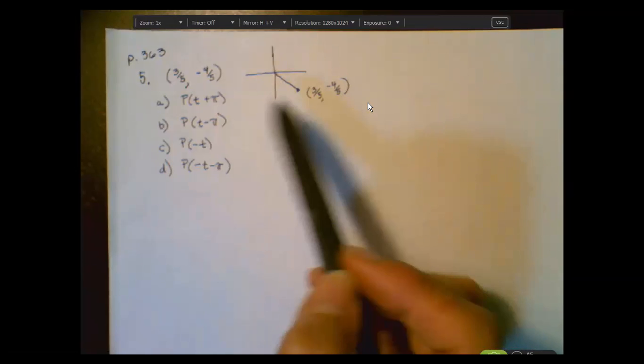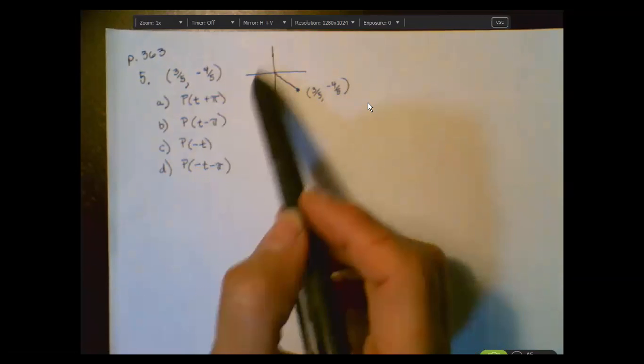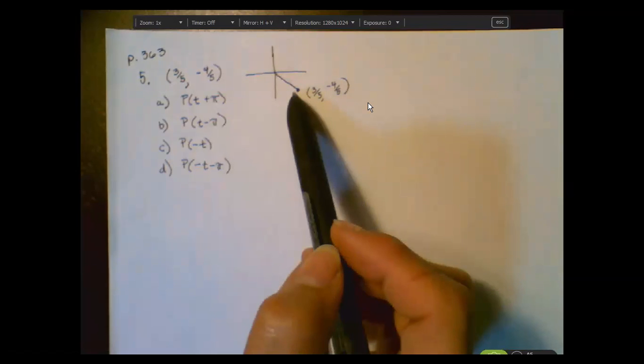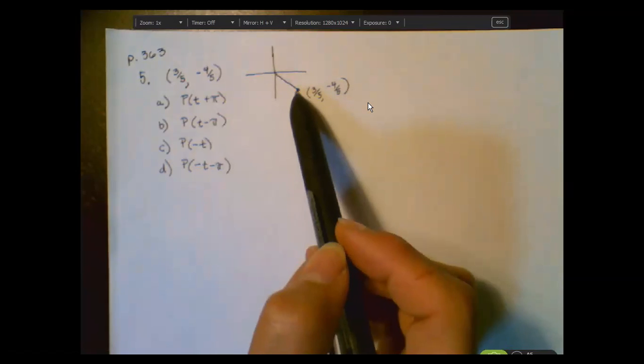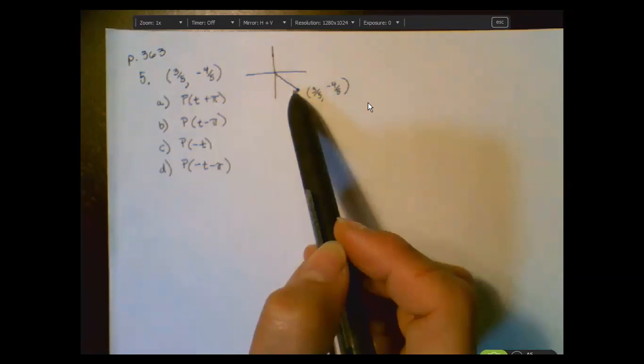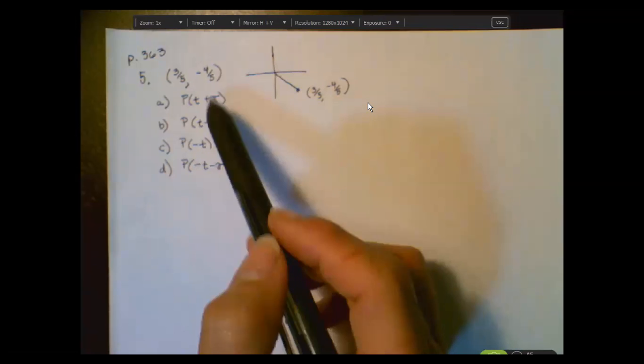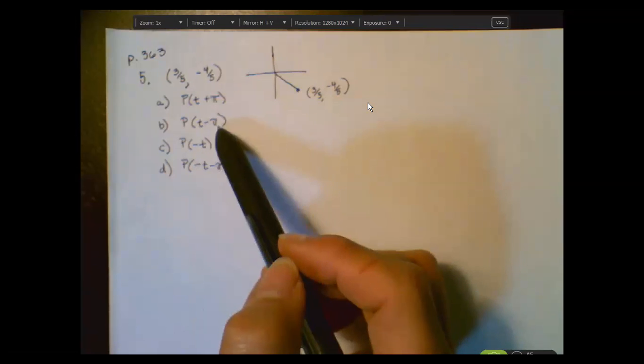The A part was t plus pi, so I kept going counterclockwise. The B part is t minus pi, so I'm going to go clockwise. In what quadrant would I end up if I started here and went 180 degrees clockwise? 2. Yeah, that would also be the 2nd quadrant. When you're going 180 degrees, it doesn't matter which direction you're going. That's another halfway around the circle. Now, I see why these two bother you.